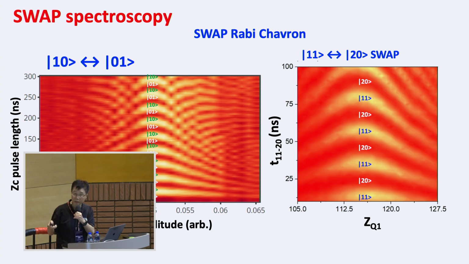And then of course the same thing can be done in the case where both qubits are in the excited state, and then we can swap it to the 2,0 state, and that gives us these structures. Otherwise, they are pretty much the same.